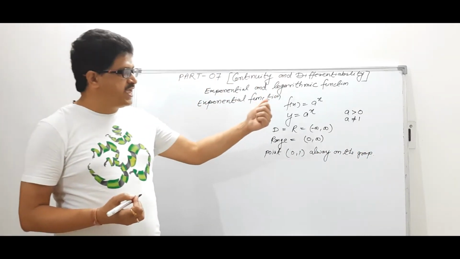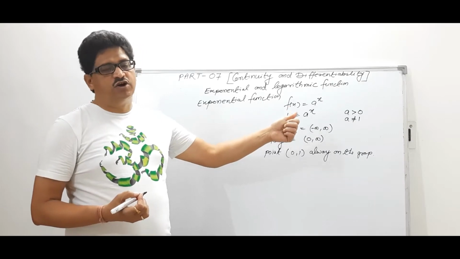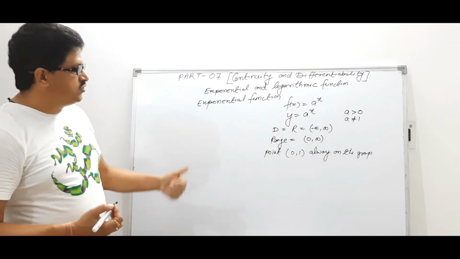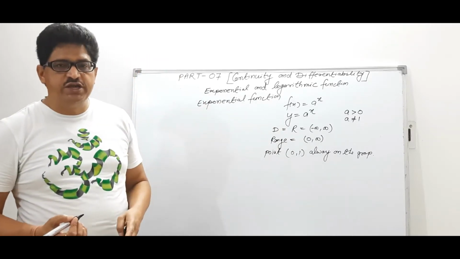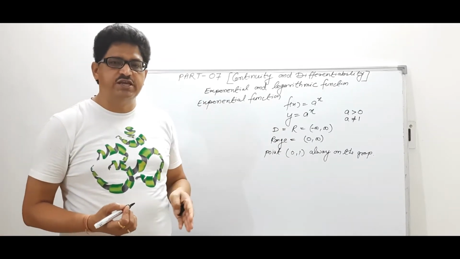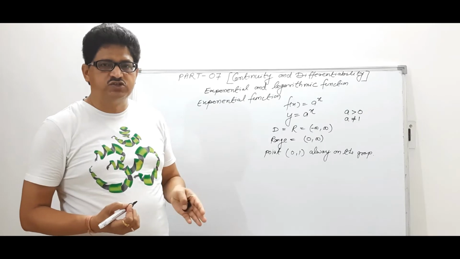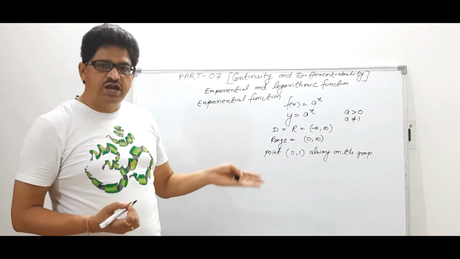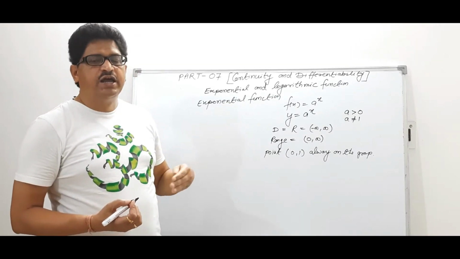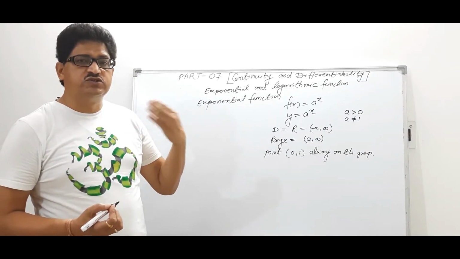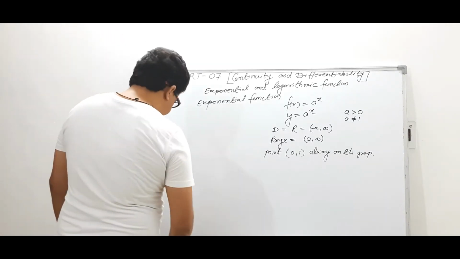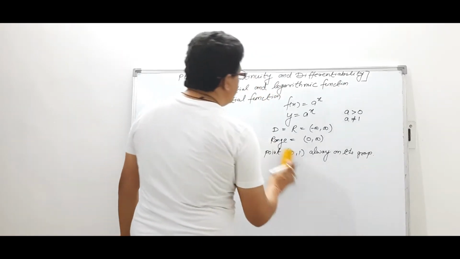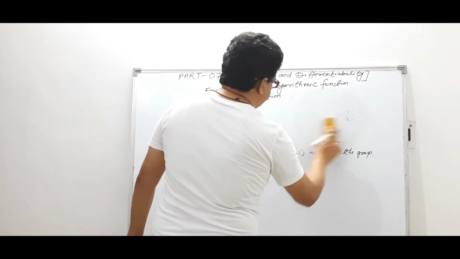The value of a is greater than 0 and a is not equal to 1. So y is equal to a raised to x, y is equal to 2 raised to x, y is equal to 3 raised to x, y is equal to 4 raised to x, y is equal to 10 raised to x. All these are exponential functions. y is equal to e raised to x. y is equal to 10 raised to x.